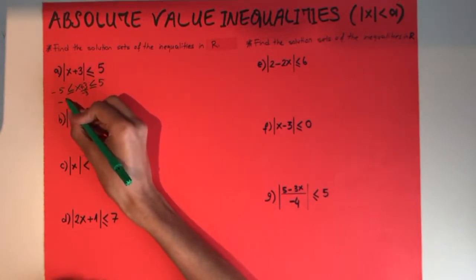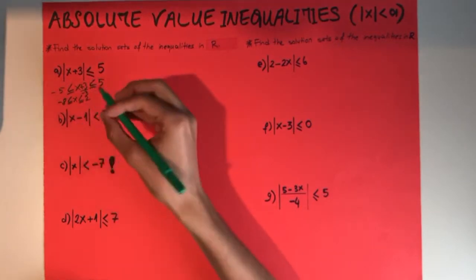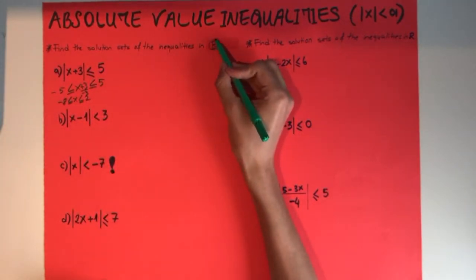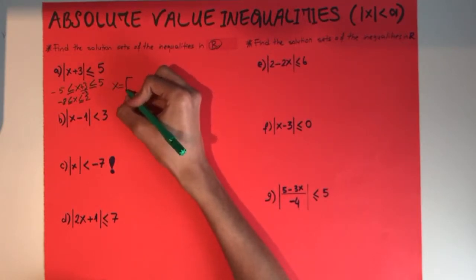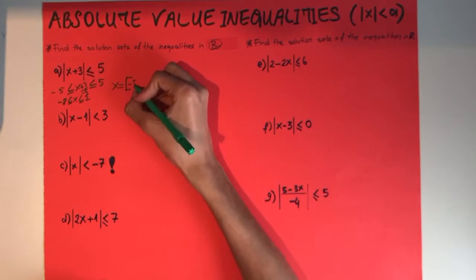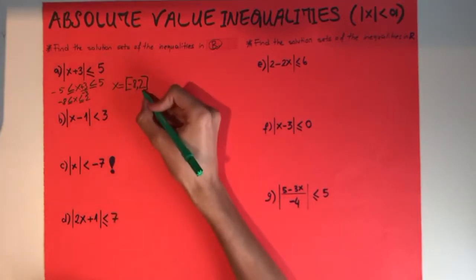So it will be minus 8, x, and 2. Because it says real numbers, we must write x is in the closed interval minus 8, 2, with another closed bracket.